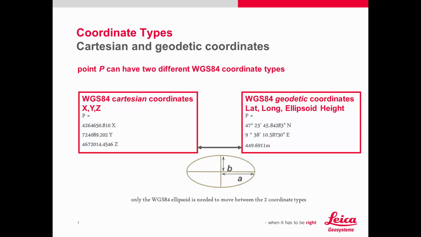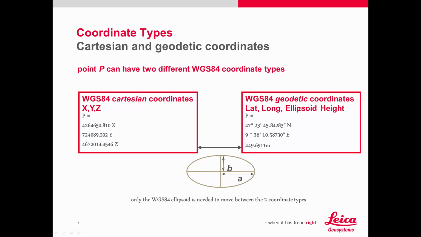Now we are going to talk about the Cartesian and geodetic coordinates. You can see this is the shape of the Cartesian coordinates. It is X, Y, and Z. And you can see the Z value is a very big value, as it is measured from the center of the ellipsoid.